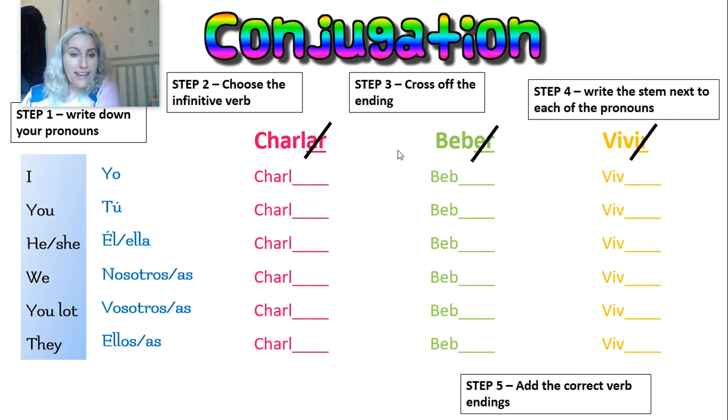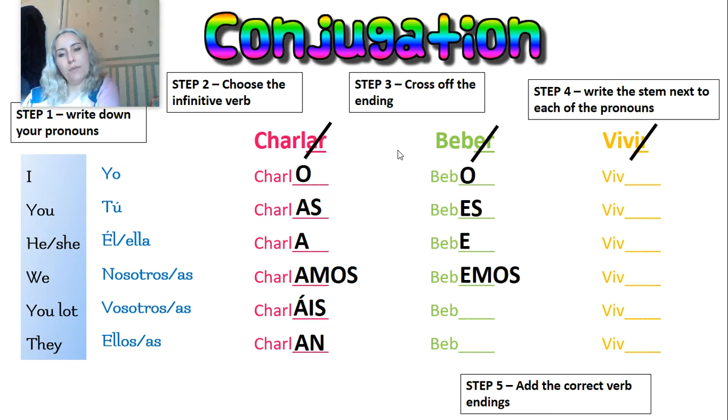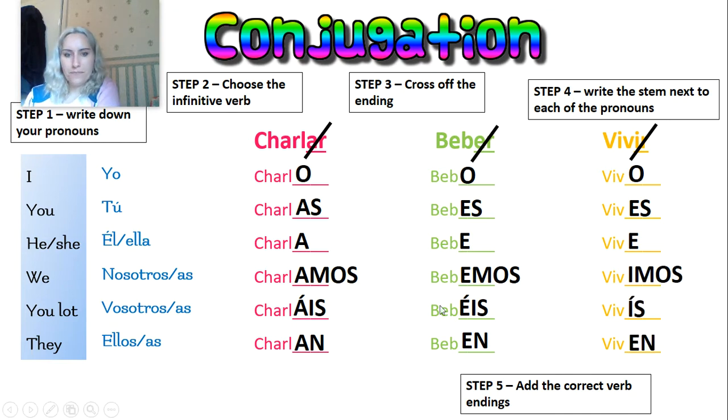So for an AR verb, it goes o, as, a, amos, áis, an. O, as, a, amos, áis, an. Charlo, charlas, charla, charlamos, charláis, charlan. ER verbs go o, es, e, emos, éis, en. And IR verbs go o, es, e, imos, ís, en.